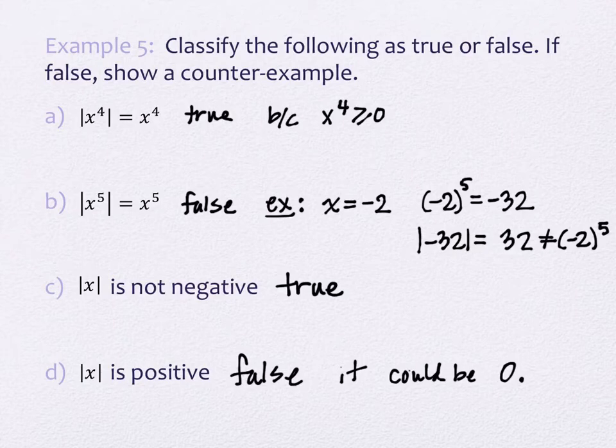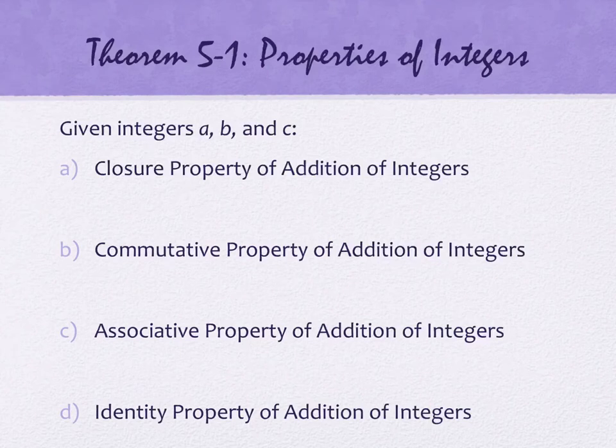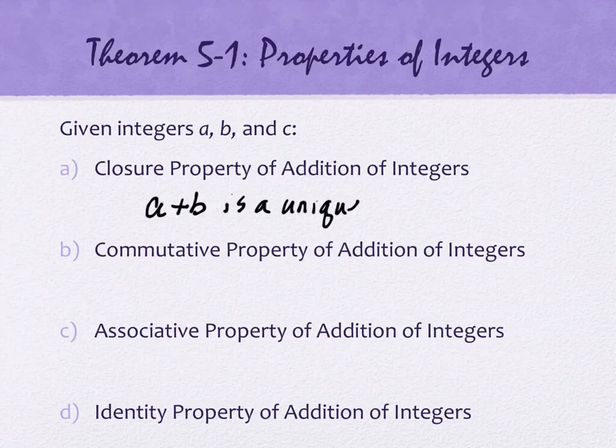All right, we're going to write down our properties of integers really quick, and then we'll be done for today. We have seen almost all of these properties before. In fact, the 4 that are listed on this page, Theorem 5.1, we have seen all of them before. The closure property of the addition of integers says that if you add 2 integers together, you get, let me say, this is a unique integer. We had that property for whole numbers.